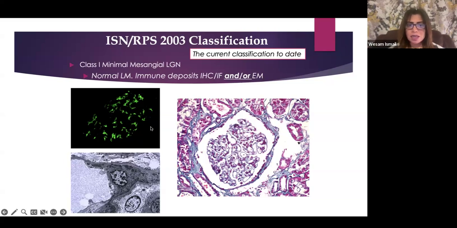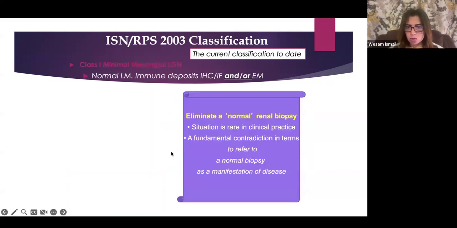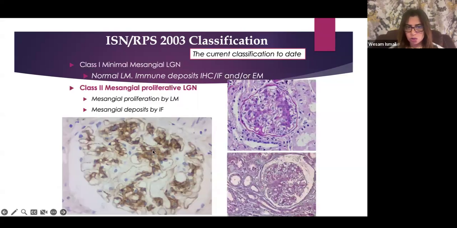So it's on the site. So either we do immuno or we do EM. However, the point is, class 1 cannot be diagnosed on light microscopy alone. And as I mentioned, the major change was to eliminate a normal renal biopsy, because we're not supposed to have a normal biopsy as a manifestation of disease, and it should not be included in a classification. This is a fundamental contradiction in terms.